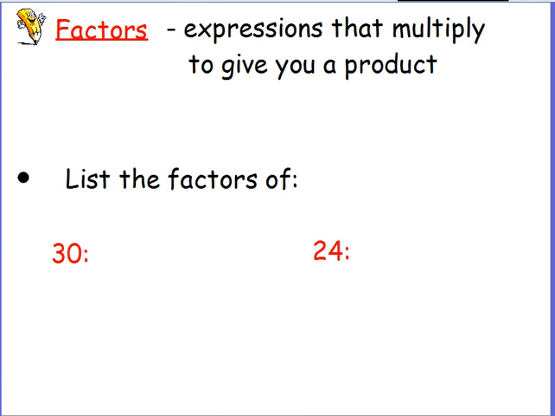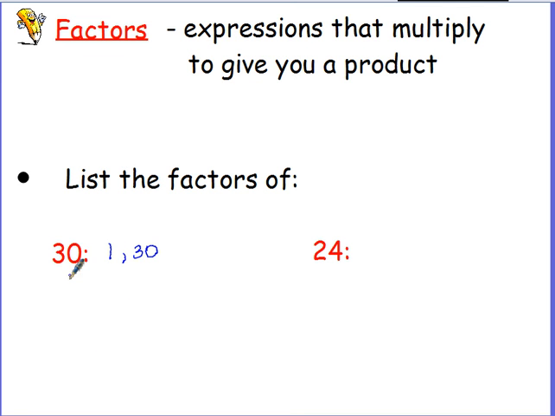First, we must know what factors are. Factors are expressions that multiply to give you a product. So, for example, we can list the factors of the number 30. I like to start with the smallest factor, 1, and the largest factor, 30, the number itself, and then I like to list them as pairs as I go through the list.